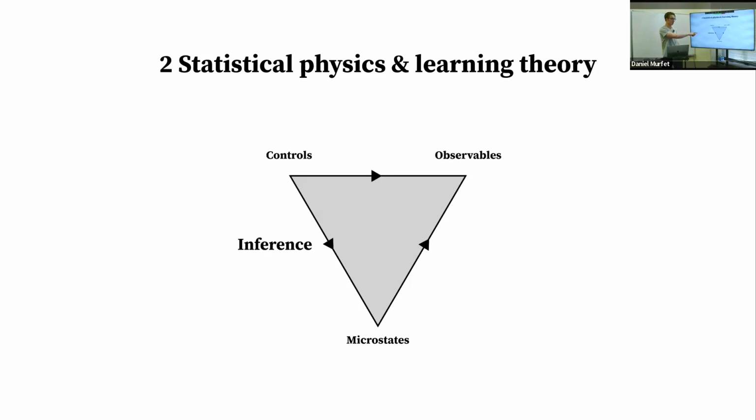Now those controls give way to a distribution over microstates. It's constantly fluctuating. We don't know exactly what microstate we're in at a given moment, but we have this problem of trying to infer what the probability distribution over microstates is, given our high-level controls. This is what I'll call the inference problem of statistical physics.